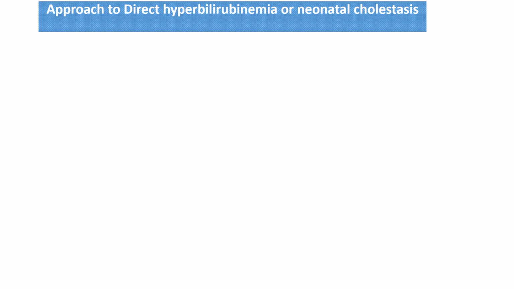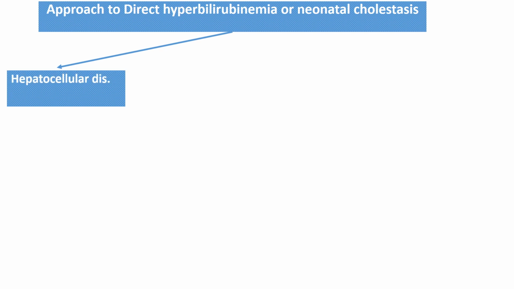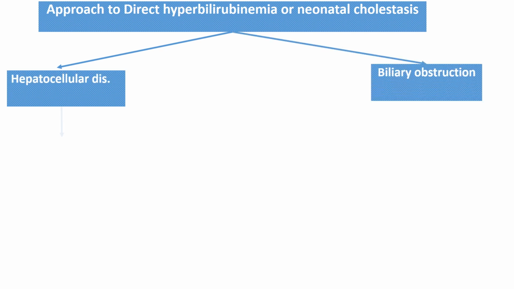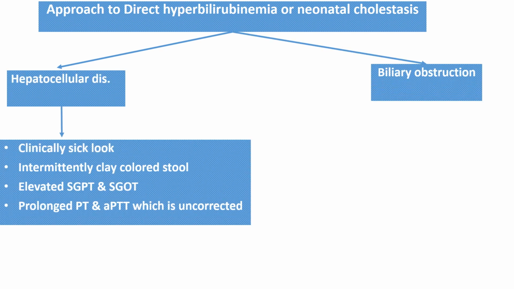Doing the investigations and examining the newborn in detail, you have to think, is it due to hepatocellular or biliary obstruction? In hepatocellular disease, you will find that the newborn has a sick look, stool color is intermittently clay, not persistently, and there will be elevated SGPT and SGOT, and PT and APTT will be prolonged, which is not corrected by giving vitamin K and FFP.